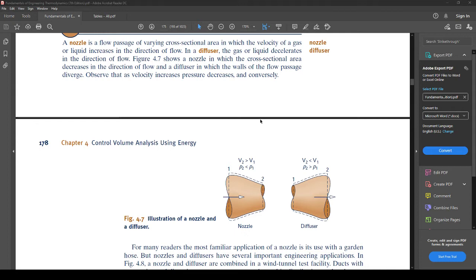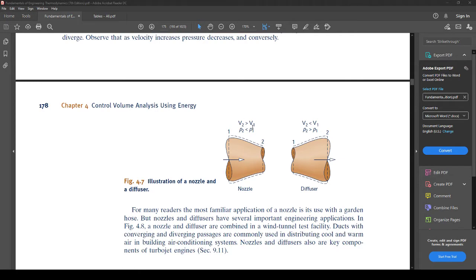Observe that in the nozzle the velocity increases. As velocity increases, pressure decreases, and conversely for the diffuser. So this is something that you can know, right? If you're working with a nozzle and you have a velocity 1, you know velocity 2 has to be higher. If you were given a pressure 1 and it says to find the pressure afterward, you have to know that pressure 2 is less than that, right?